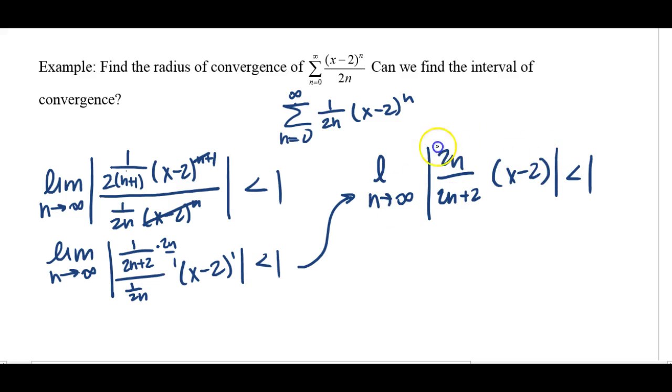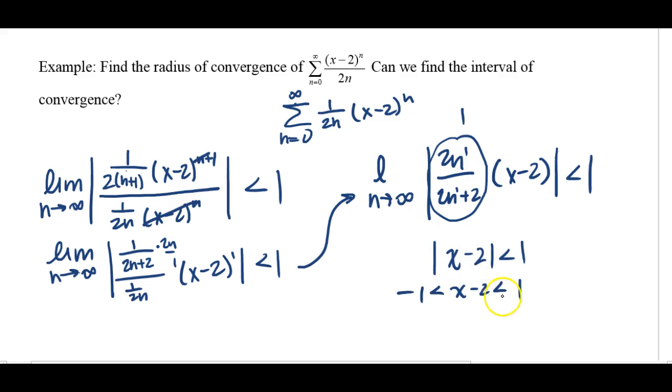As n goes to infinity, I'm only affecting this portion here with n's. As n goes to infinity, the powers match and the leading coefficients match, so this portion becomes a 1. I'm going to drop the limit, and this is really just the absolute value of x minus 2 is less than 1. So negative 1 is less than x minus 2 is less than 1. If I add 2 to all pieces, I get 1 is less than x is less than 3. Again, I don't know what the interval of convergence is. Can we find the interval of convergence? Not unless we test the endpoints.